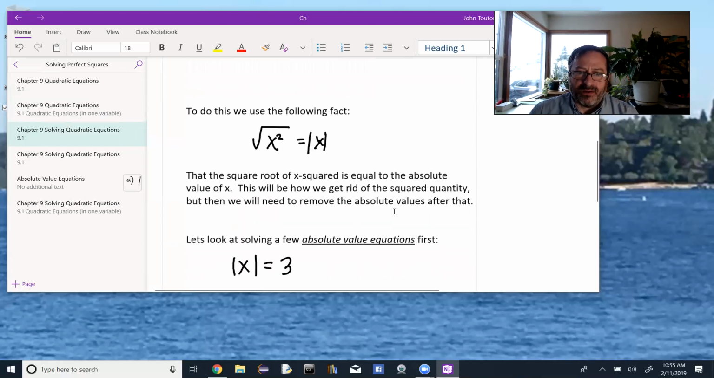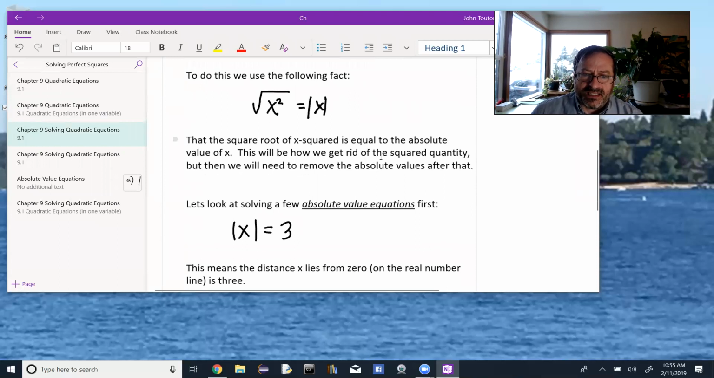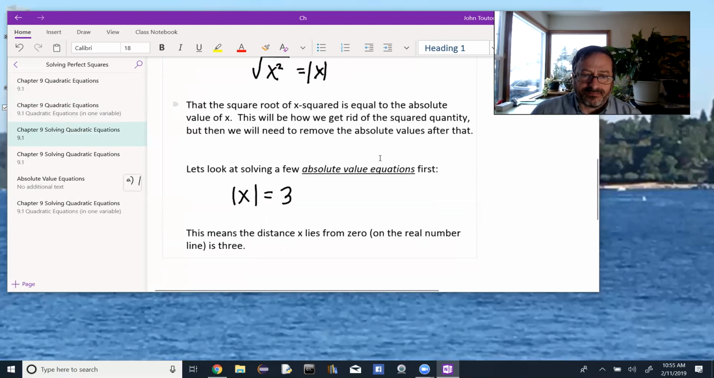So first, I want to look at how we solve a few absolute value equations, because this is going to come in after we've square rooted. We're going to have this absolute value that we're going to need to get rid of. So for example, if I have the absolute value of x equals 3, what does that mean? That means the distance that x lies from 0 on the real number line is 3.